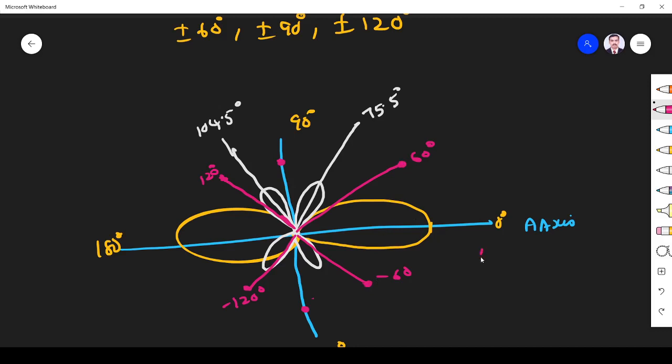So this is the theta direction: theta 0, theta 180 degrees. So in this way, we can conclude and draw the radiation pattern of the end-fire array. I hope the analysis is very clear. If you have any doubt, please ask me in the comment section. I will clarify. Thank you.